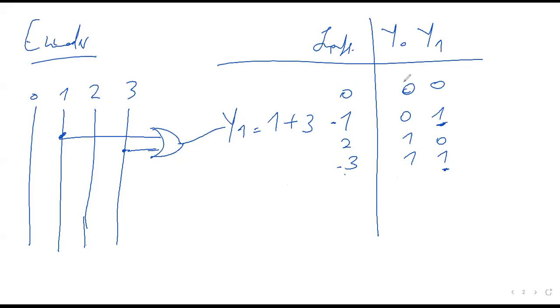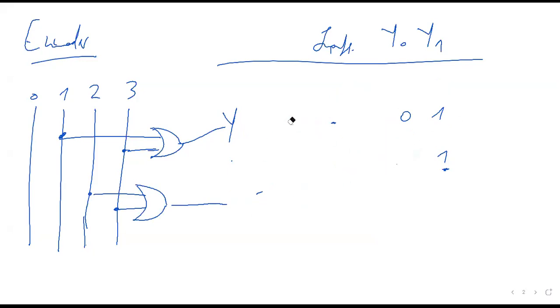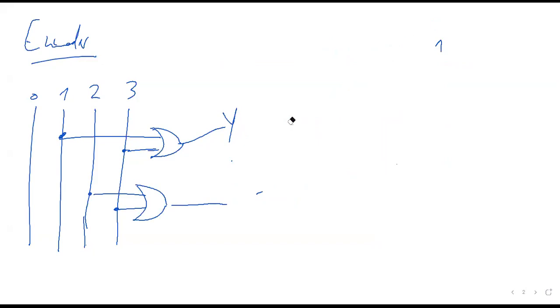For Y0, Y0 is equal to 2 plus 3. So if I take 2 and 3 into an OR gate, I will get Y0. With this, I have my encoder. So my encoder is looking something like this.